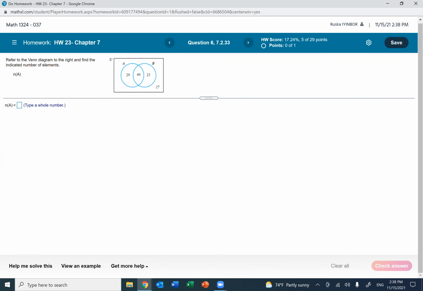Now here we have a Venn diagram. I'll show you a little bit. Looking at this Venn diagram, find the indicated number of elements. n(A) means how many elements are in A. So this is A.